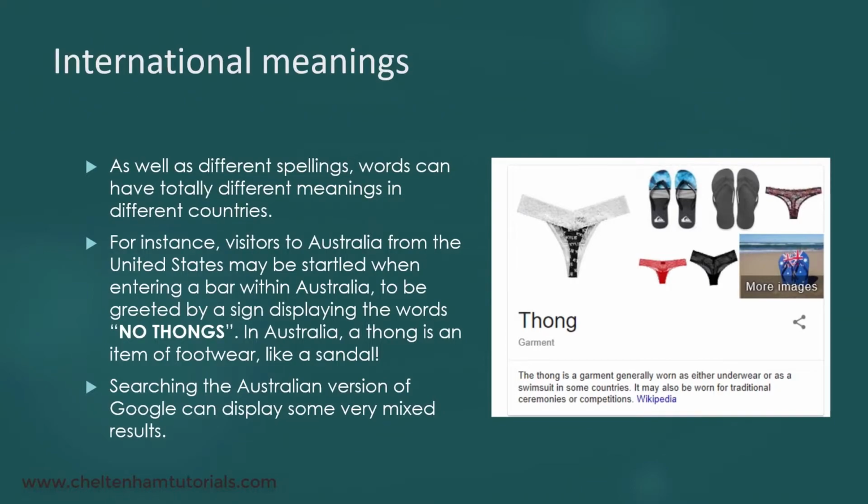As well as different spellings, words can have different meanings. I originally came to Australia about 12 years ago, and I remember being quite startled when I wandered into a bar, and there was a big sign saying, "No thongs." It took me a while to catch on that in Australia, a thong is basically like a sandal. It's an item of footwear. So as you can see from the picture here, actually taken from Google, when you type in the word thong in Australia, to put it mildly, you get slightly mixed results.